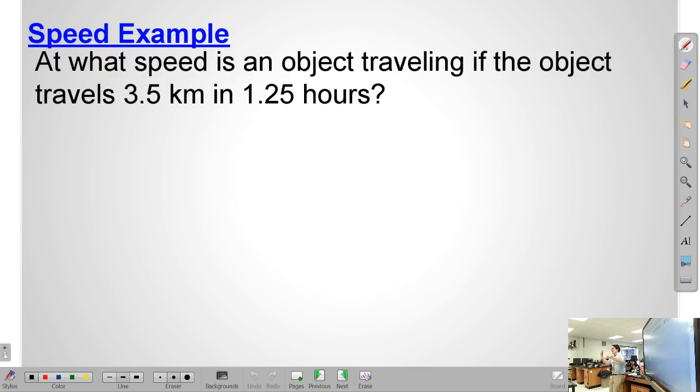There's a reason I'm going to go through this first easy example, and that's because with the magic that is physics, if you keep your units straight, you'll always know what your units will be in the end result. So what speed is an object traveling if the object travels 3.5 kilometers in 1.25 hours? When it comes to our formula, we got S equals D over T.